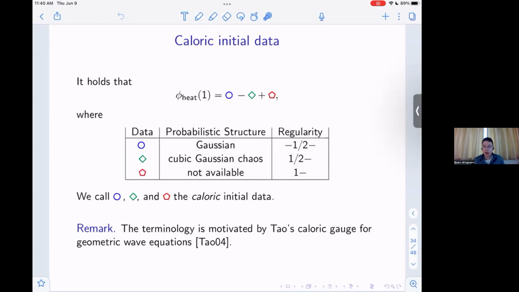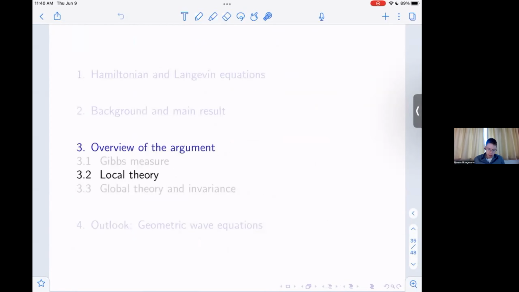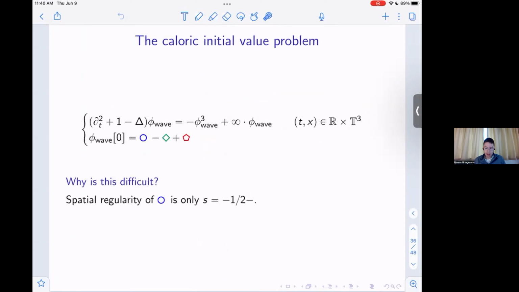So let's actually move on to our wave equation, which is kind of the main object of interest. So we now want to talk about the local theory. We want to examine the so-called caloric initial value problem. The equation is still the same as the equations that we've been studying for most of this talk, just here. But the data is now given by this caloric initial data, right? And just to highlight this again, why is this initial value problem difficult? Well, it's difficult because we had a very, very low regularity. So this low regularity, deterministically, is just very, very ill-posed. And we have to somehow make up for this low regularity with probabilistic properties.